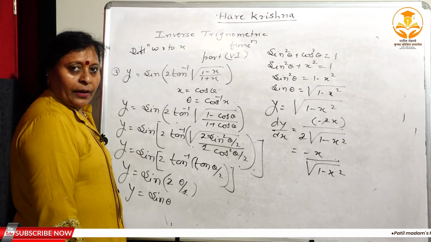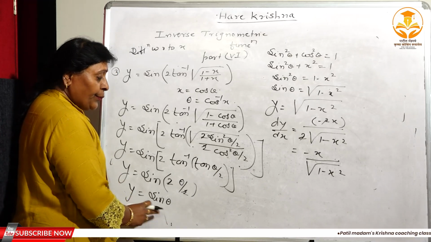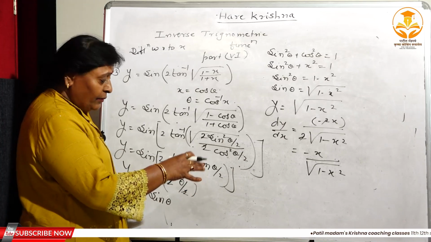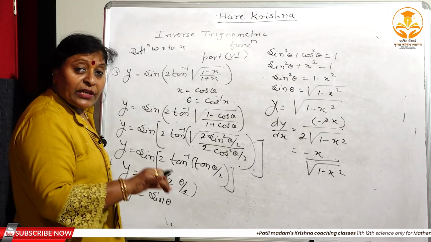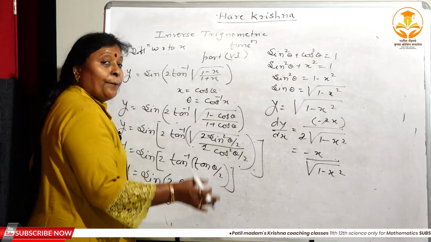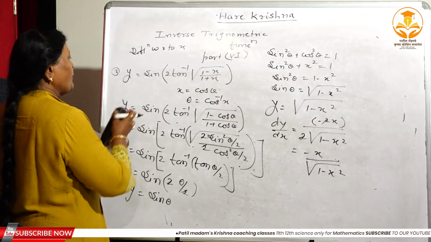Otherwise here again directly you can write dy by d theta it is equal to cos theta, right? So you have to be very careful while performing the differentiation, right? Whenever you have to differentiate with respect to x, the right hand side must be in the form of x. Then and only then you can differentiate with respect to x.